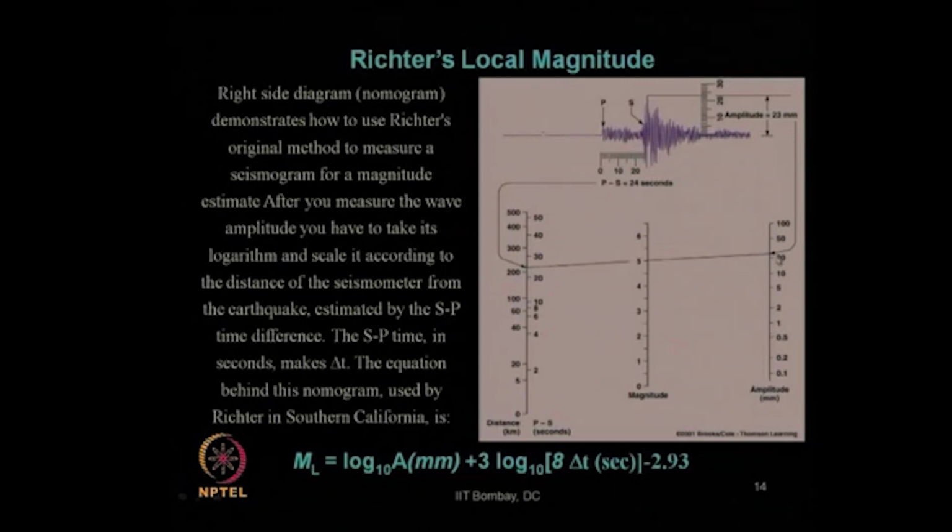Now, join these two points by a straight line using a scale. Wherever it cuts, that is the value of your Richter magnitude. So, here it is coming a little above 5, so 5.1, or even 5 you can say. So, that is the use of this nomogram as given by Richter using this distance correction factor for Southern California.